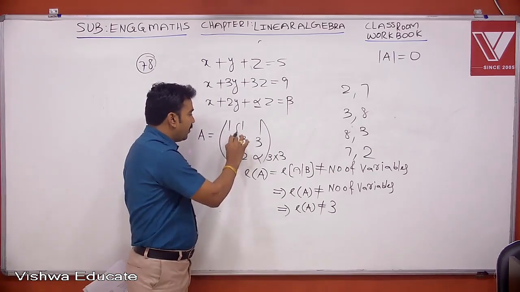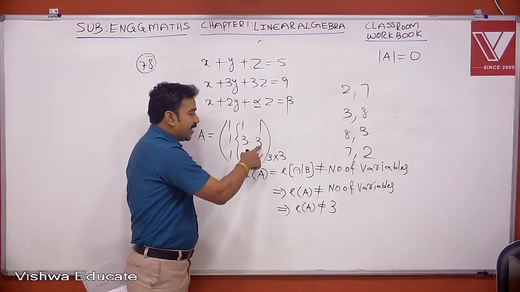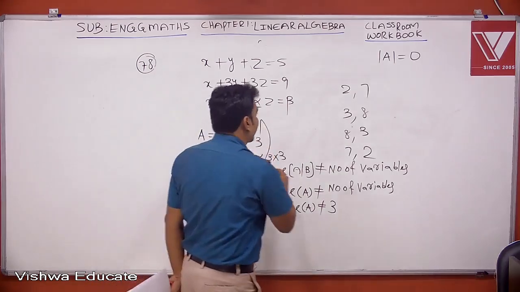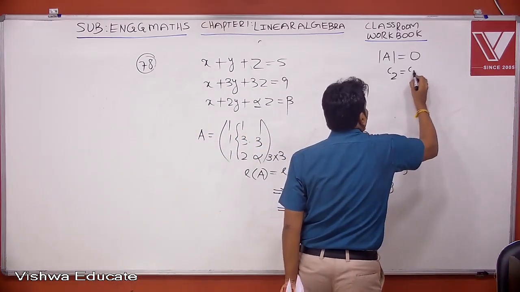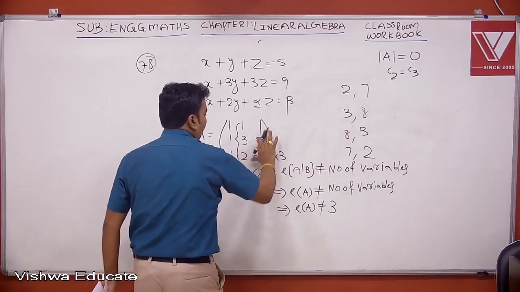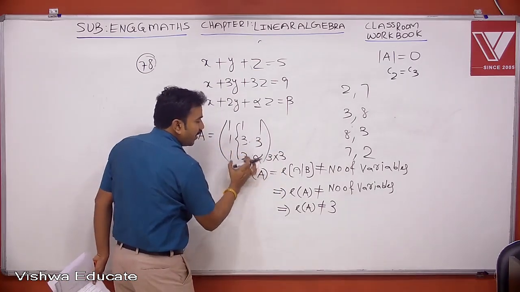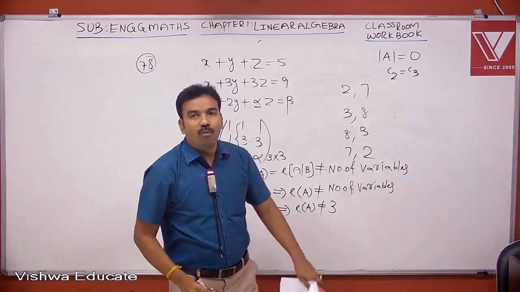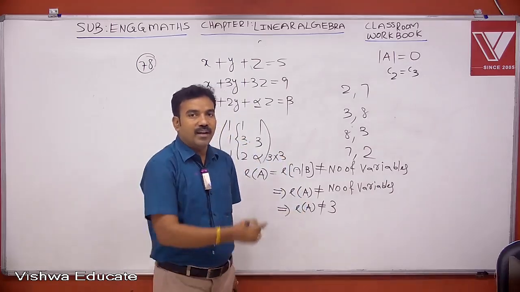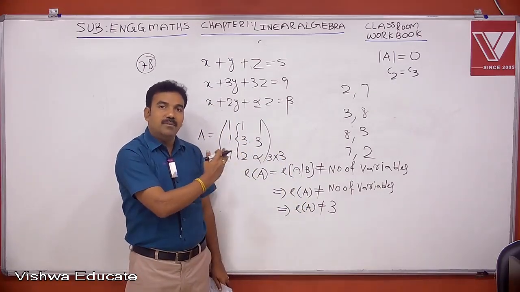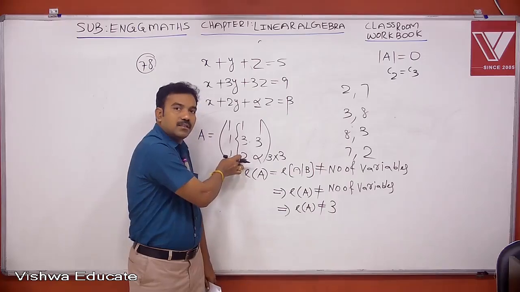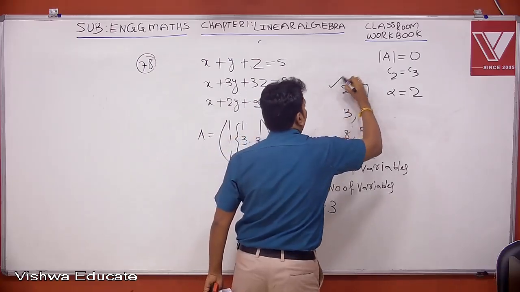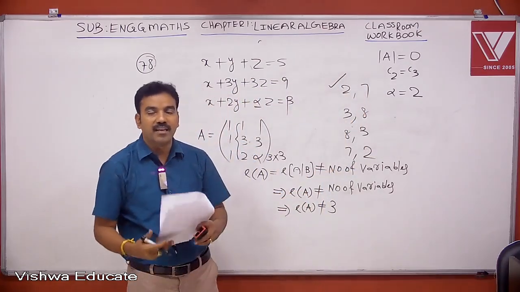When you look at the second column, it is 1, 3, 2. So 1 and 3 are matching with the third column's 1, 3. So ultimately alpha must be 2. Therefore, column 2 is matching with column 3. Or you can directly find the determinant and make it equal to 0. Another simple way is, since the determinant is 0, there will be at least one linear dependence relation. When you look at the second and third columns, they will be more or less the same. Therefore, alpha must match the 2 value. So this is the value of alpha, and option A is the right answer.